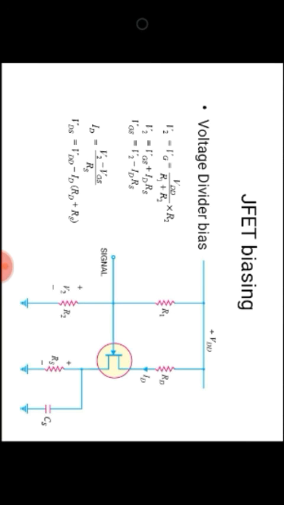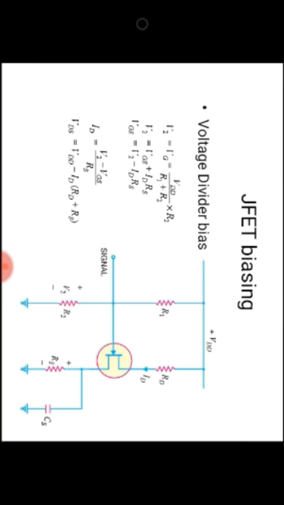From this equation we can also find the drain current, which is equal to (V2 minus VGS) by RS. And VDS, same as for the self bias, is equal to VDD minus ID times (RD plus RS). So we get ID and VDS, and so we can find the operating point of the JFET.